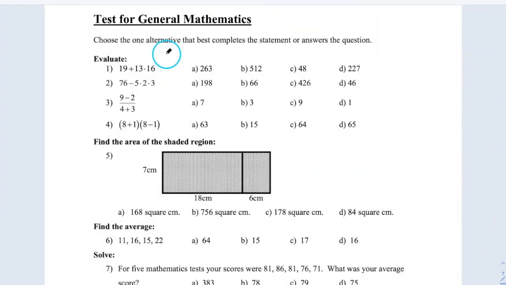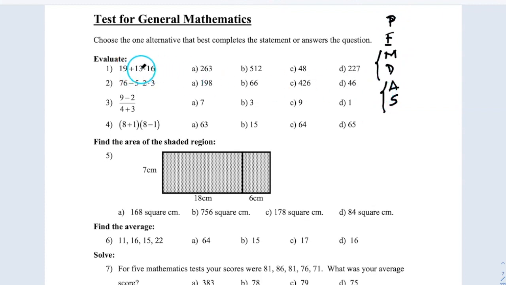In this section there are 96 questions, so it's very long. We're going to do the problems in 2 sections. First, choose the one alternative that best completes the statement or answers the question. In the first part we're going to be doing PEMDAS, order of operations: parentheses, exponents, multiplication, division, addition and subtraction. Multiplication and division go together, addition and subtraction go together. As you go, this is the order that you take.